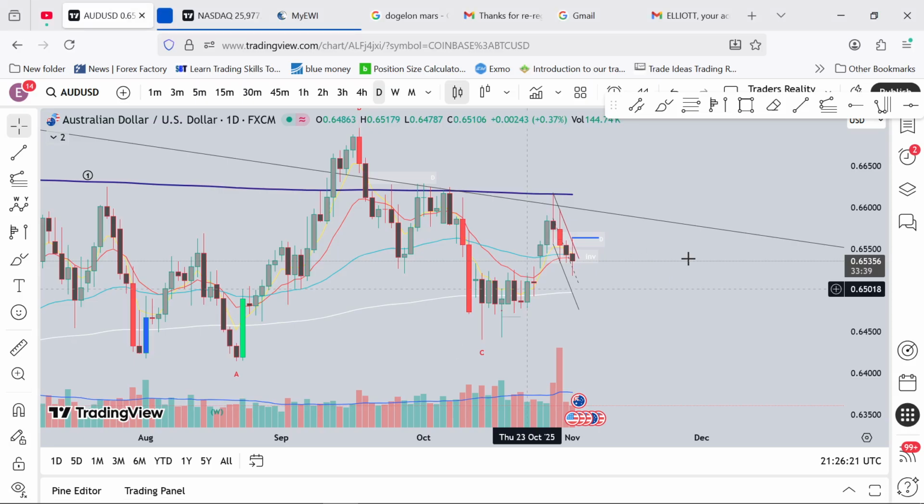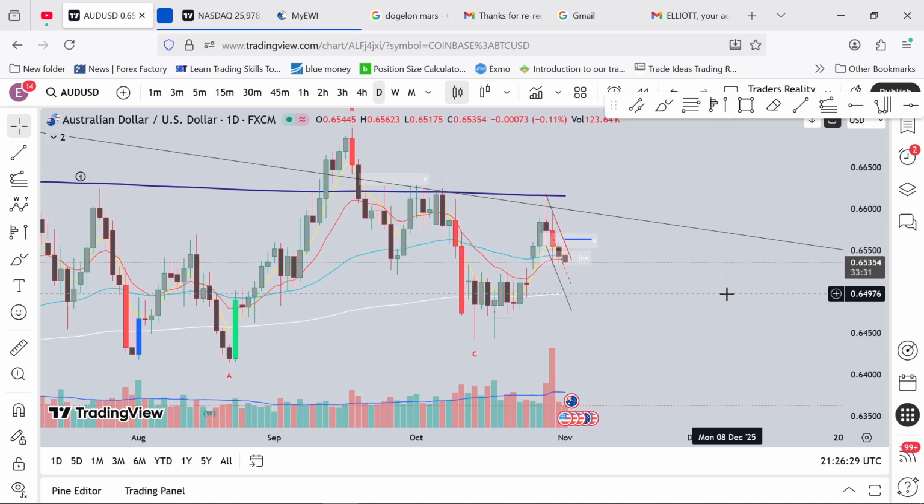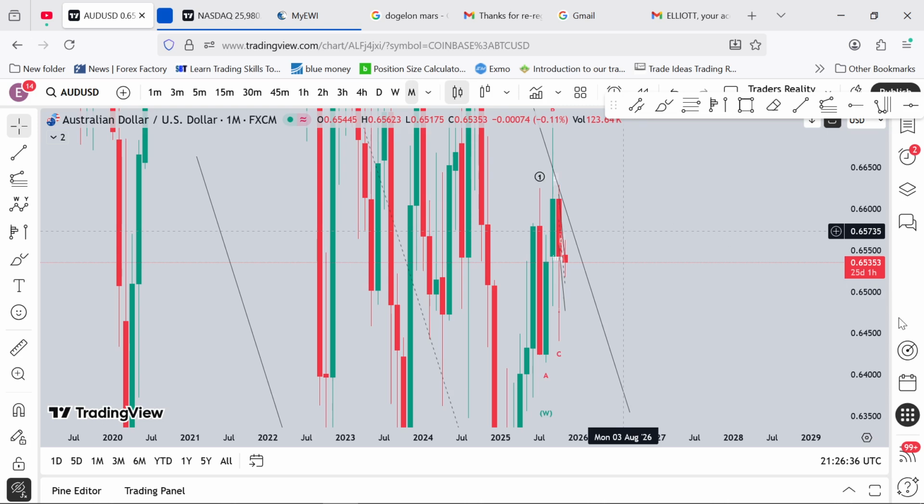Welcome back all. My chart of the day, what I believe is going to be the chart of the week for me, is AUDUSD. Let's break it down. I'm going to start on a monthly time frame. We're in a new month.